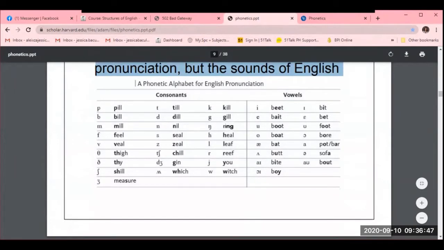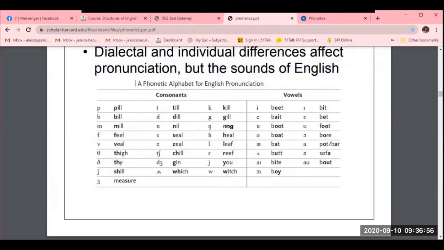Okay, so dialectal and individual differences affect pronunciation, but the sounds of English is actually pretty difficult. So we have here a phonetic alphabet of the English pronunciation. So we have here simple phonetic alphabet like the consonants P, B, M, F, V, and then T, D, N, S, Z, and so on. But we have also pretty specific symbols like the theta, the sh sound, the z sound, and the ch, j, and the w sound. We also have the ng sound. We also have here our vowels.